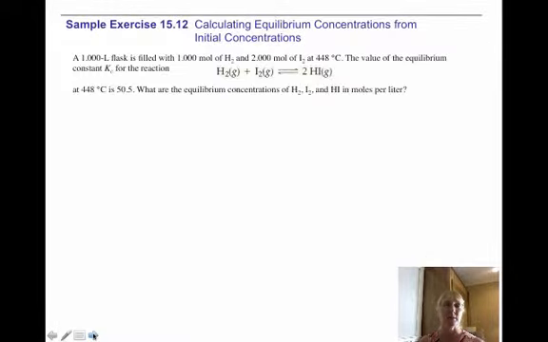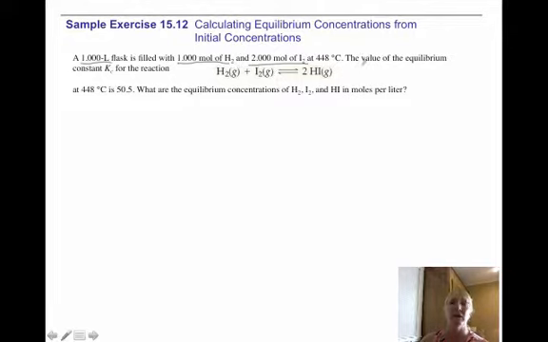Okay, this one is interesting because now they've done something kind of mean to you, which you have to be watching for. Oh, no, this one isn't the mean one yet. It's still a 1 liter flask, so they haven't changed the volume. And if I give you 1 mole of hydrogen in a flask and 2 moles of iodine in a flask, right off the bat, I know the molarity. 1 divided by 1 is 1 molar hydrogen and 2 molar in iodine.